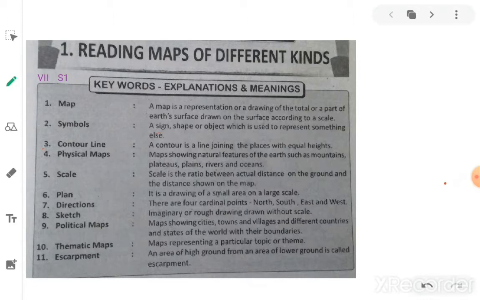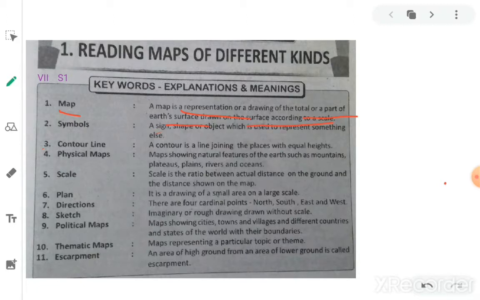First one is map. Map you know already. Suppose you want to draw a map of a country or the world, or you want to draw the universe like a globe, all we can do on a surface according to a scale. A map is a representation or a drawing of the total or part of a surface drawn on the surface according to a scale.